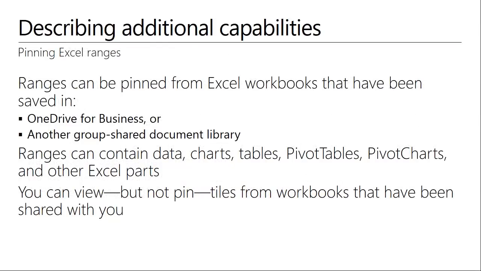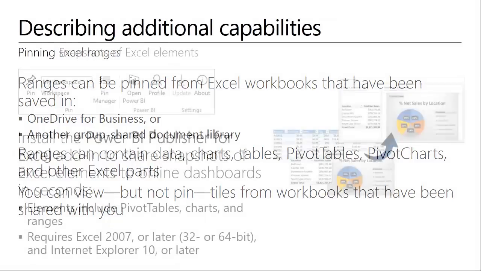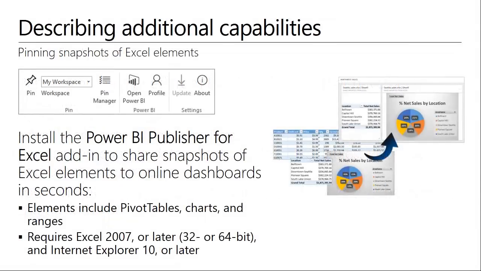Pinning of Excel ranges is supported also when workbooks have been saved in OneDrive for Business. Ranges can contain data, charts, tables, pivot charts, and other Excel parts. You can view but not pin the tiles from workbooks that have been shared with you. There's also an add-in, the Power BI Publisher for Excel, that supports sharing snapshots of Excel elements to online dashboards. And so pivot tables, charts, and ranges could also be pinned and maintained through this add-in.